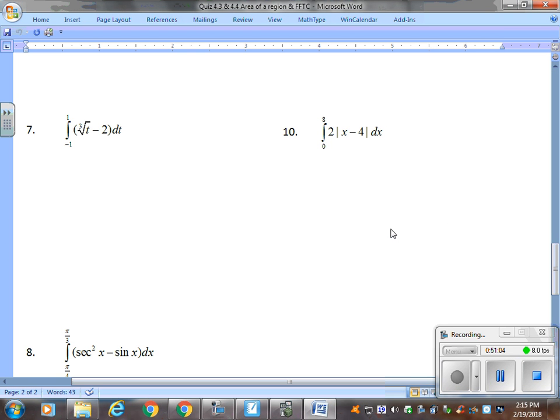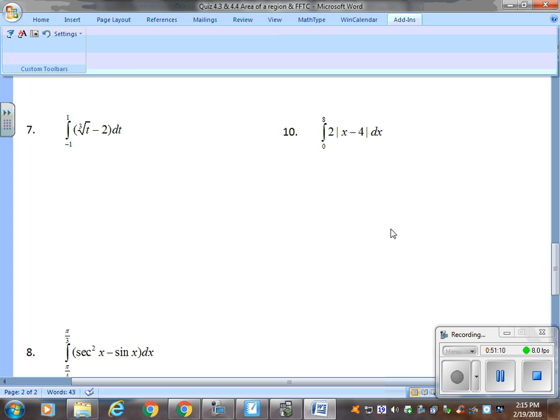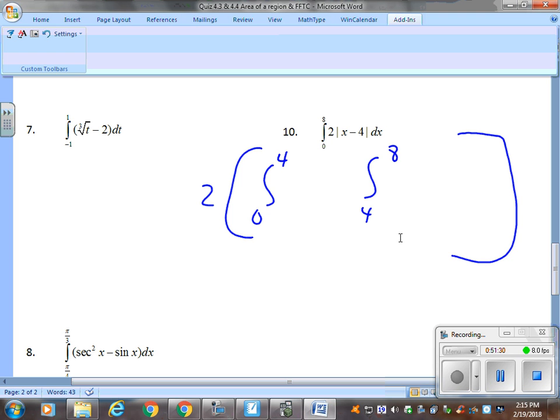All right, well then, first of all, you set that equal to 0, and that's 4. Everybody agree? So you can split your problem from 0 to 4 and 4 to 8. Now, the 2 really doesn't play a part in the integration part, so if you wanted to, you could bring that 2 all the way out here, or you put it on both of them.